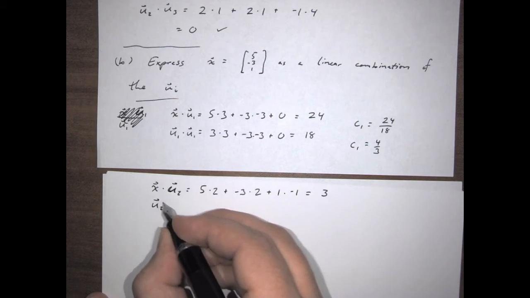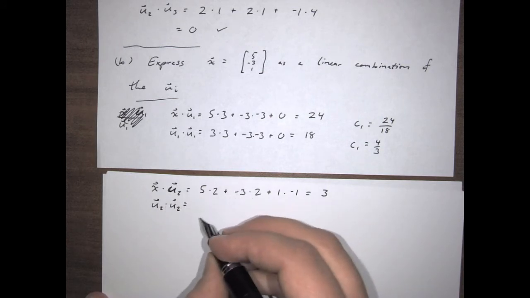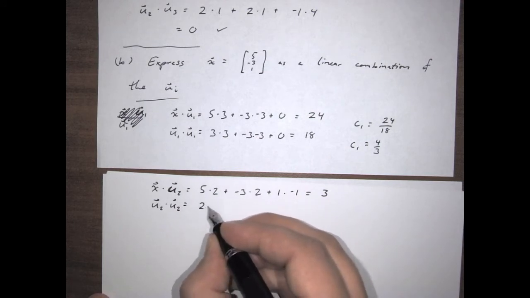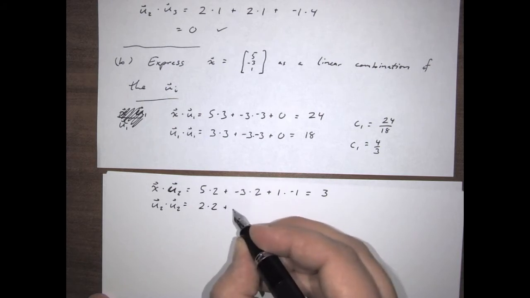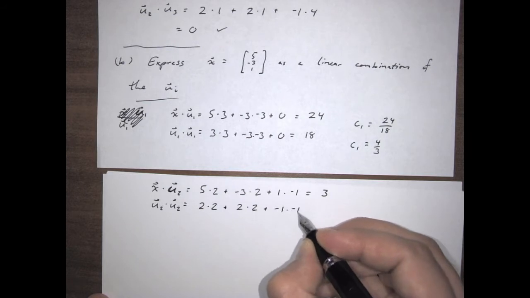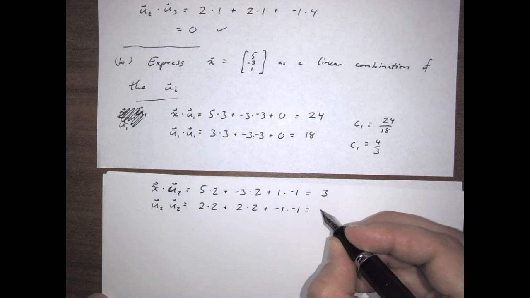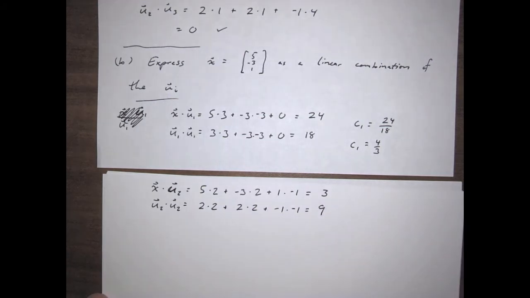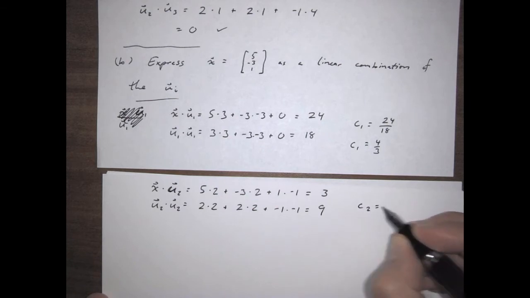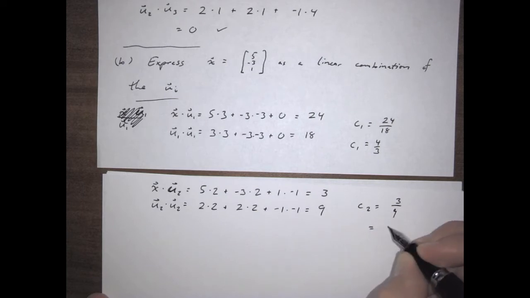And as for u2 dotted with itself, which if you remember from the last section is the same as the magnitude of u2 squared, that's going to be 2 times 2 plus 2 times 2 plus negative 1 times negative 1. In other words, 2 squared plus 2 squared plus negative 1 squared, which is going to equal 9. Which means then C2 is going to equal 3 over 9, or in other words, 1/3.